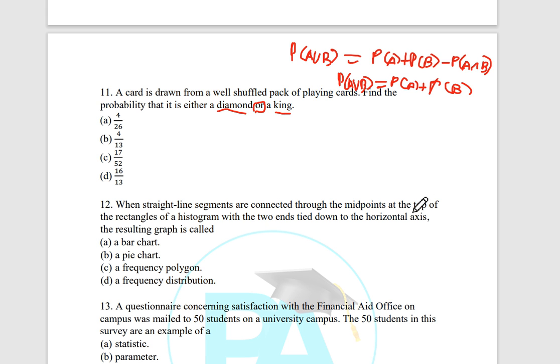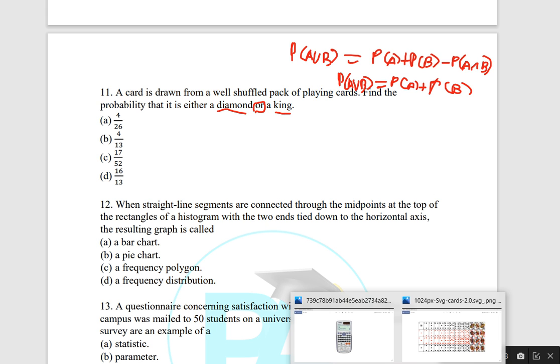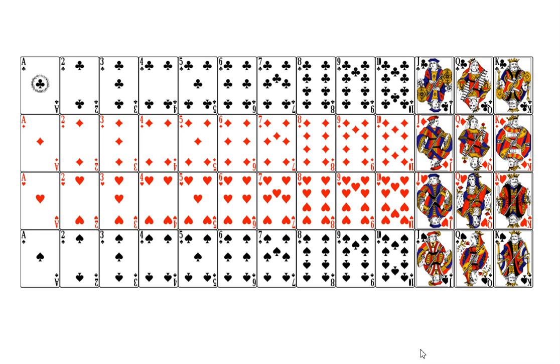So let me show you an image of a card. Now look at this card. This is a diamond, right? So let's count the number of diamonds here. We have 1, 2, 3, 4, 5, 6, 7, 8, 9, 10, 11, 12, 13. So we have 13 diamonds, isn't it? Yes.